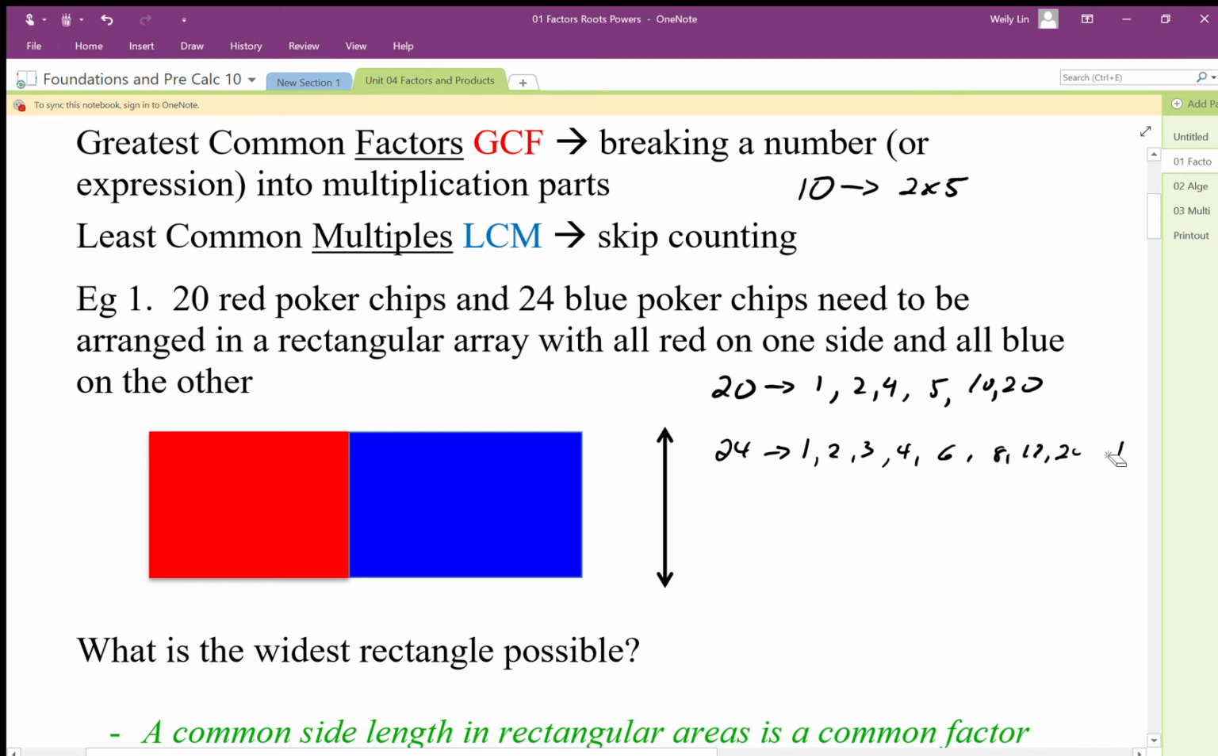So when we look at this, we can say, what is the common factor that both of them have? That's one way to do it. The answer, you probably have worked out already, is 4. So we can arrange it in 4 rows of 5 here, and we can do this in 4 rows of 6.